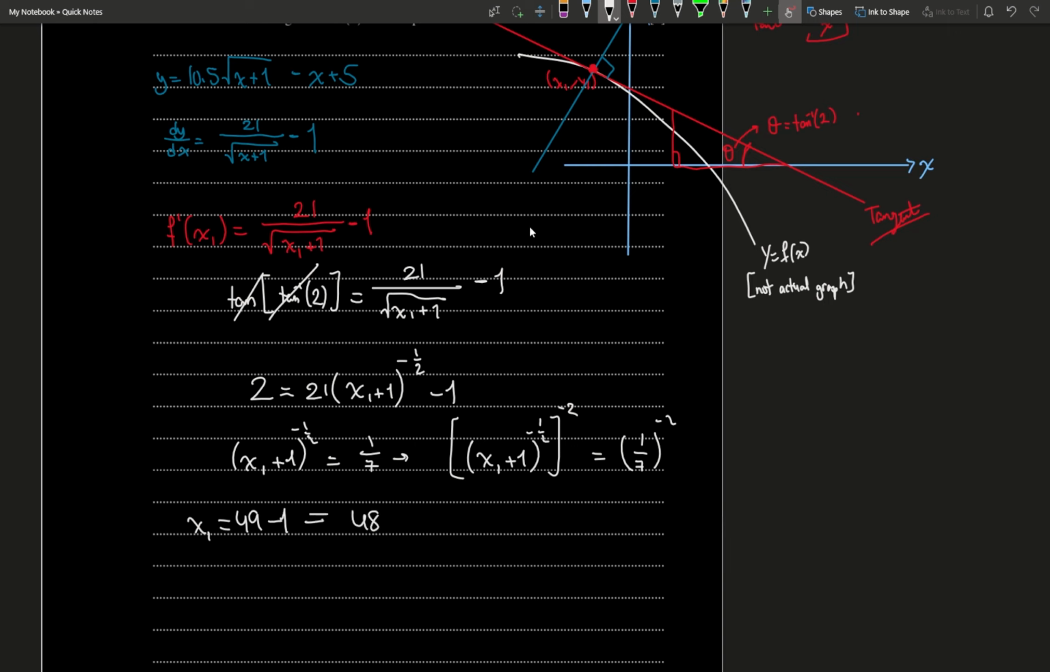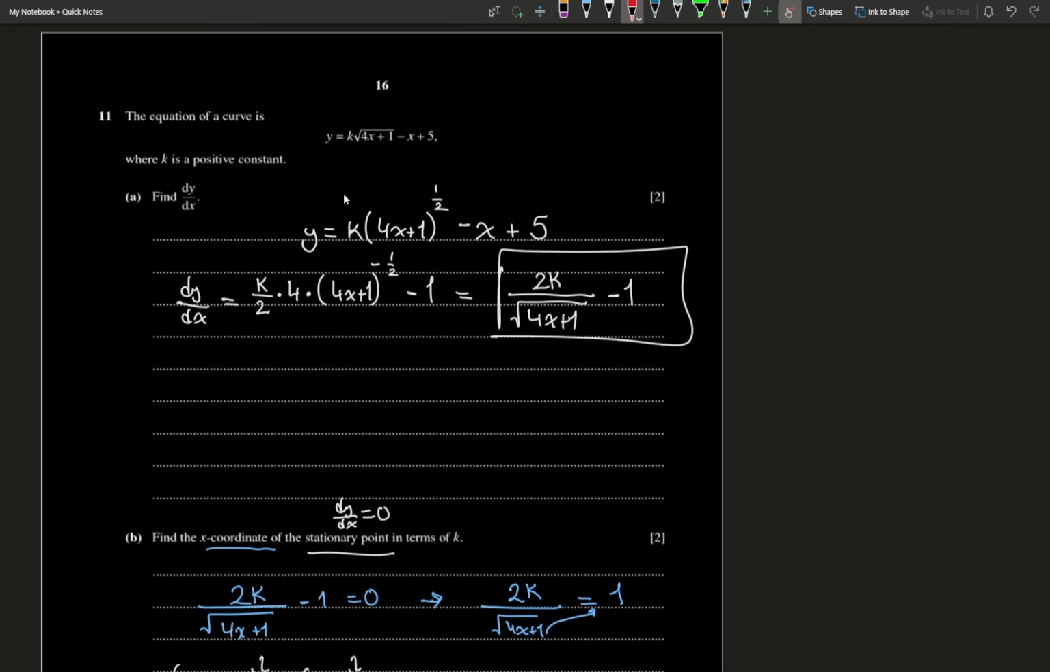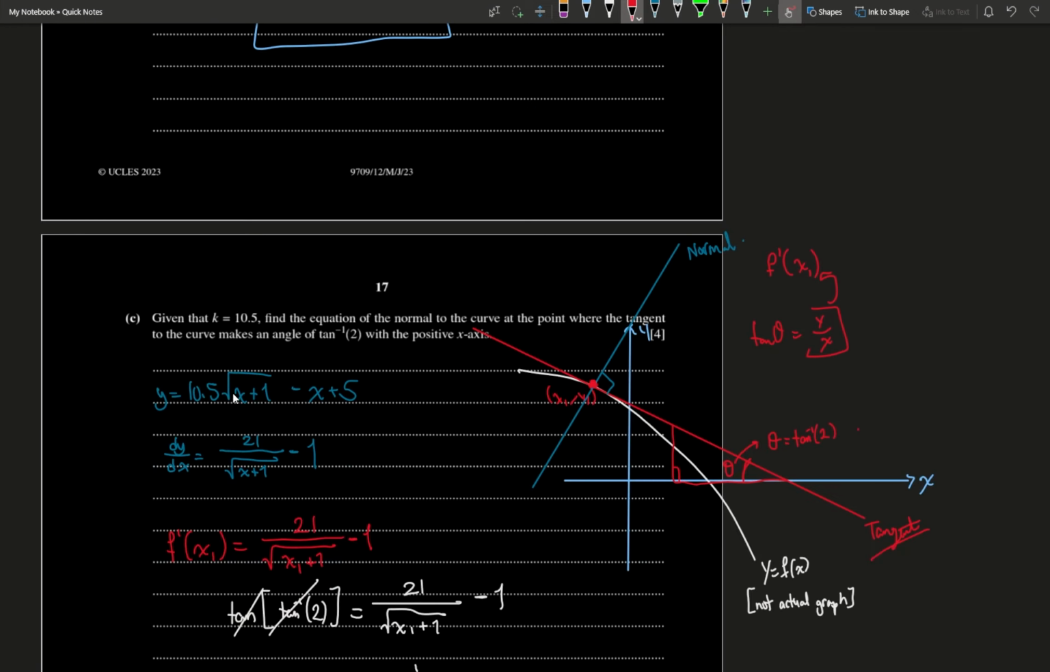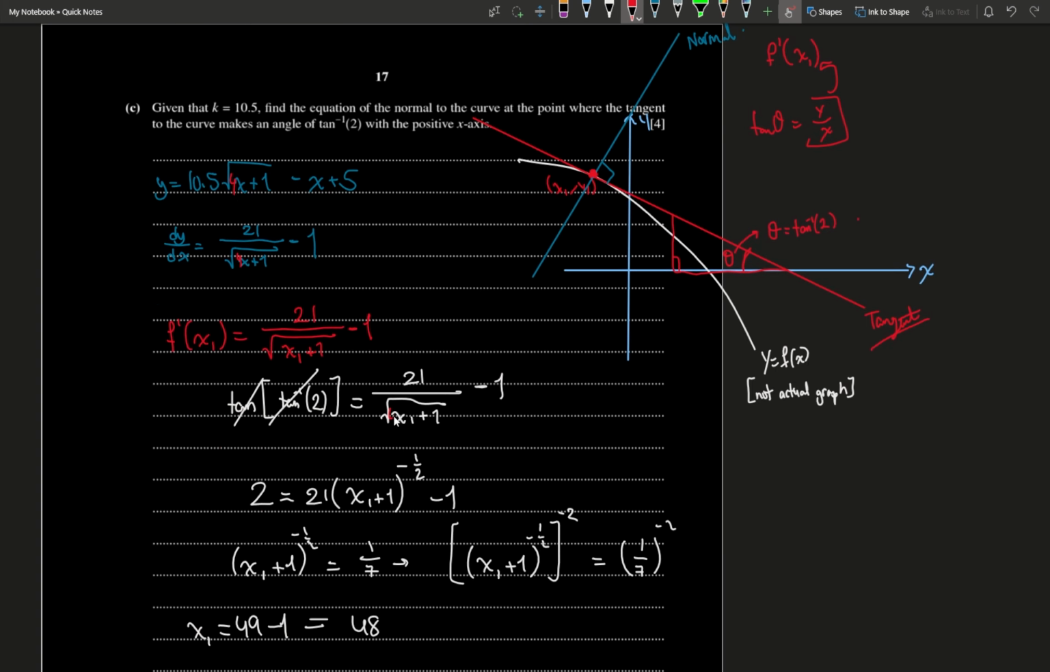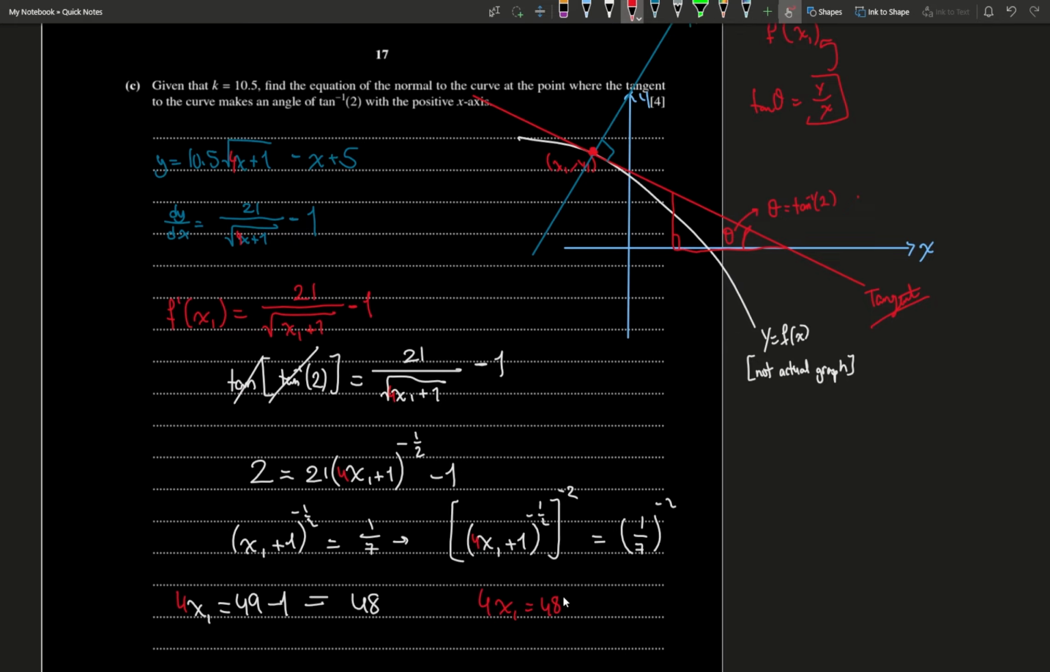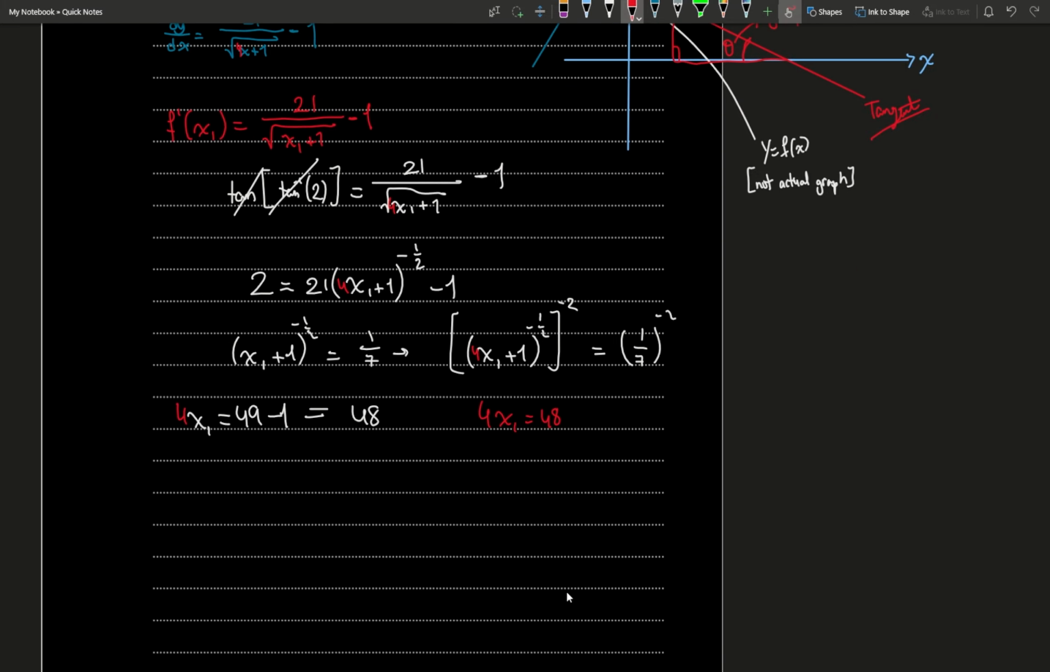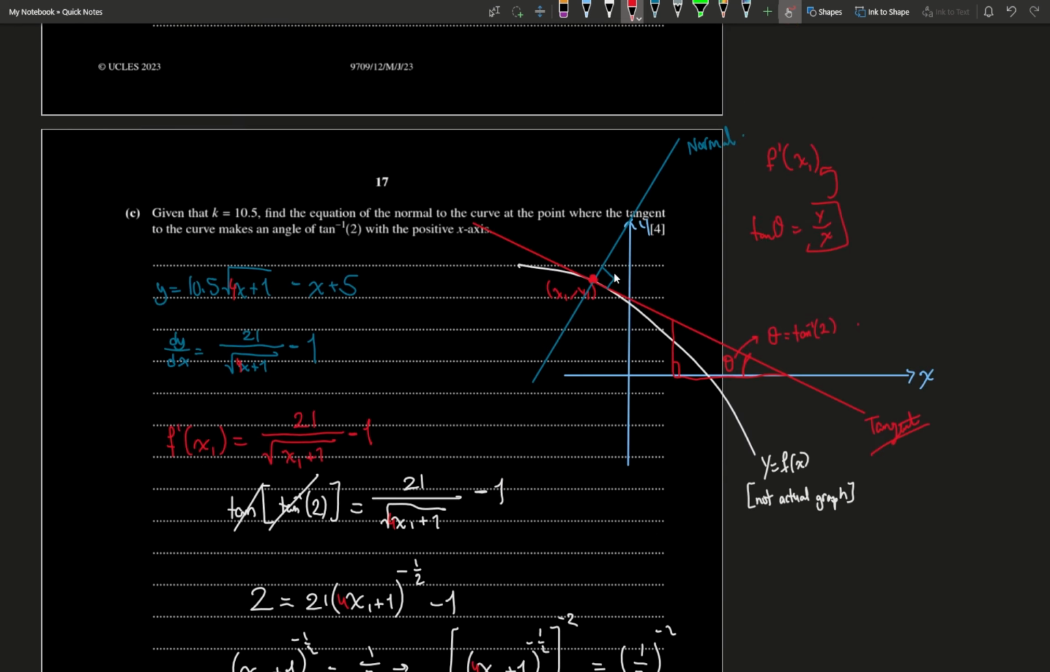But wait a minute, I think I made a mistake. What was the y equation? It was 4x. Okay, sorry guys, it's 4x here. So I'll put 4 here, so 4x1 is equal to 48. We divide both sides by 4 and we get x1 is equal to 12. So the x coordinate of the point of tangency is equal to 12.